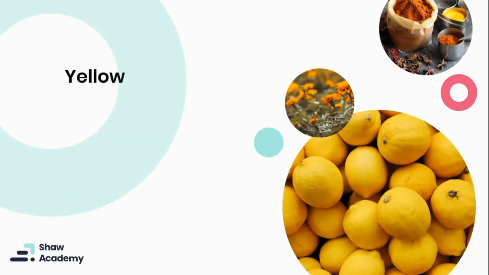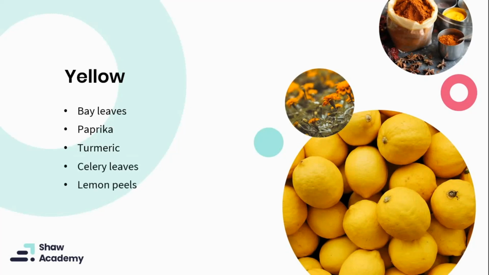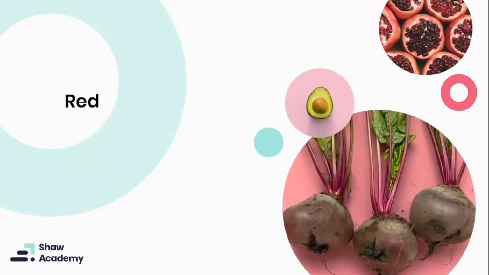If you want to create a yellow dye, go for bay leaves, paprika, turmeric, so now you can see the spices coming in a bit, celery leaves, lemon and orange peels, eucalyptus leaves, dandelion, and marigold flowers. And if you want to create a red dye, go for beets, pomegranates, and avocado. Again, the skin and the pit and not the flesh of the fruit.